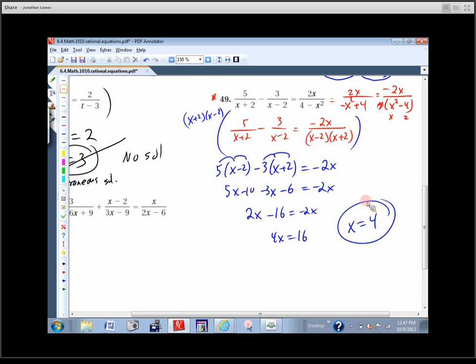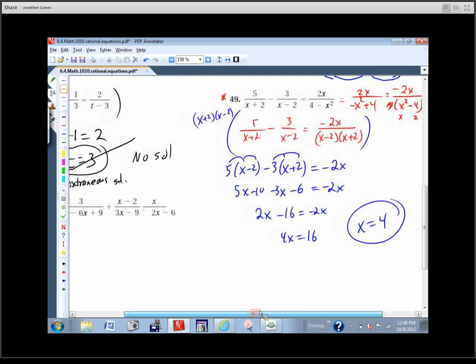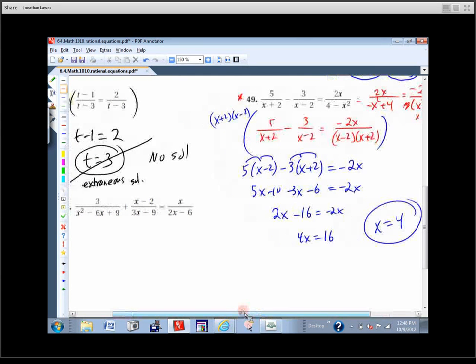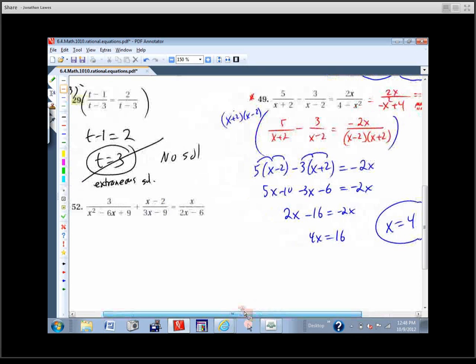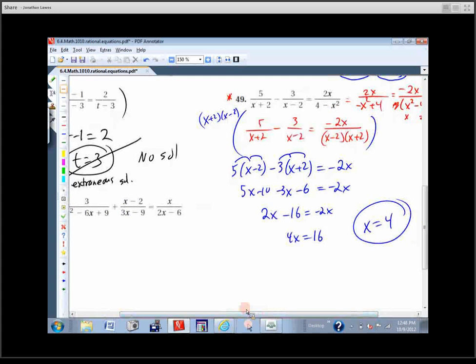Now, is this an answer that actually works? Yes. What would be the only numbers that would not work? Negative 2 for this one, 2 for this one. So because it's not one of those, we get to keep that. If you wanted to check and plug it in, it would actually make that equation true. Okay, are there any questions there? Sure? Can I slide this over?